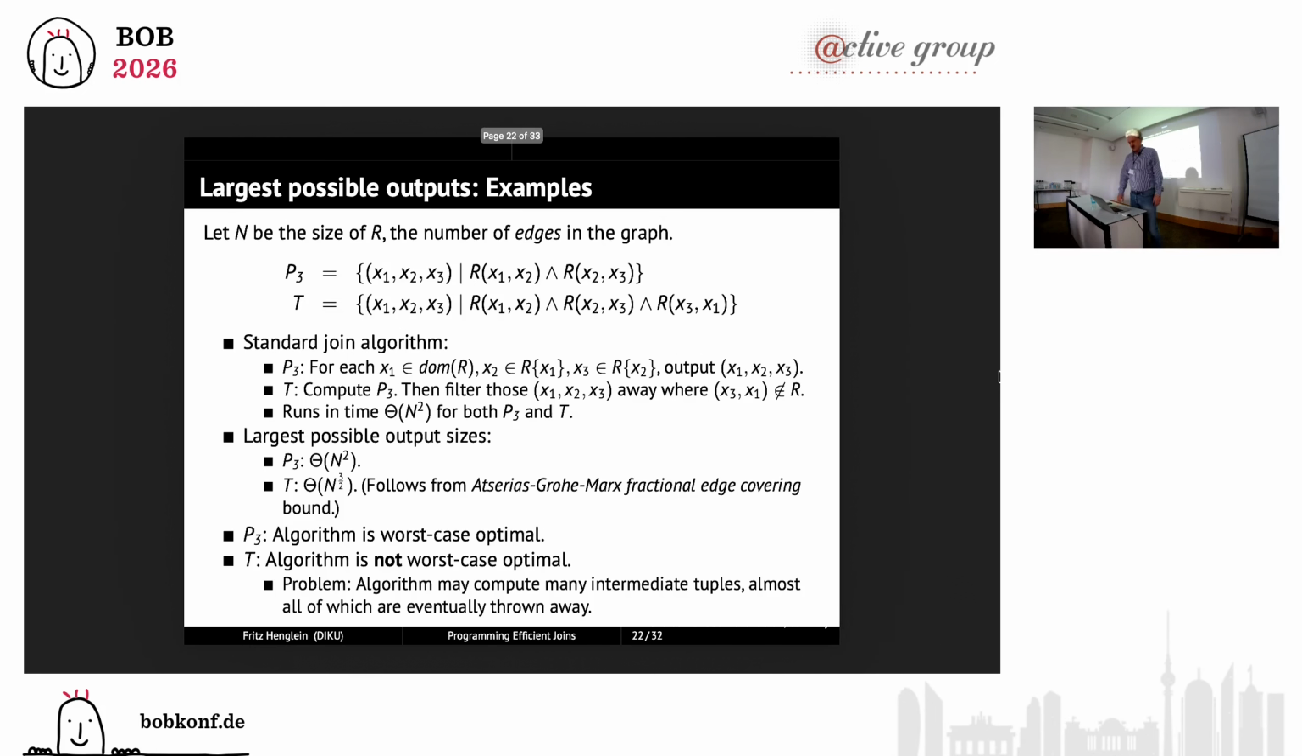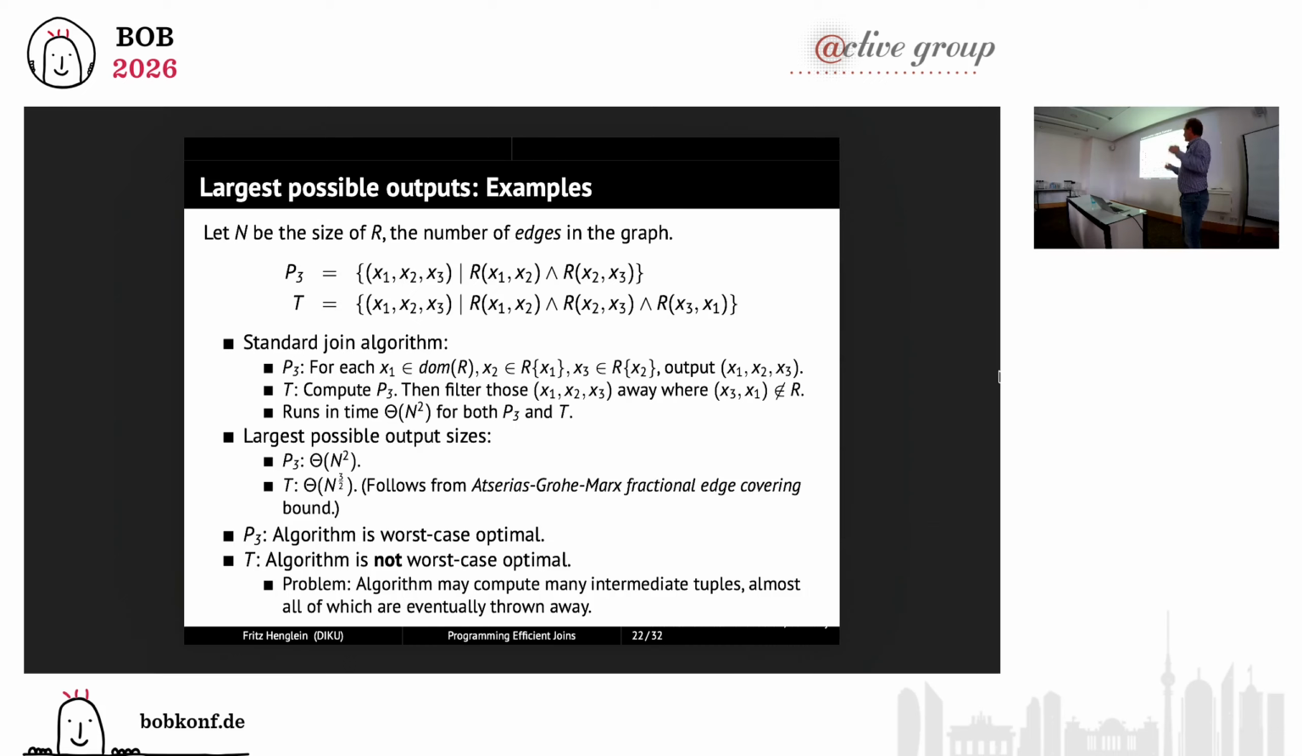Okay, so let's look at largest possible outputs. Here are some examples. With P3, there's a standard algorithm: we just iterate over it and output x1, x2, x3. It turns out that the largest possible output for P3, if the input has capital N edges, now I'm writing capital N to distinguish it from the number of nodes, remember it was a lowercase n, is O of N squared. You can think about it, that's what Alice actually gives you. x1, x2, x3, and how many of these triples do we get?